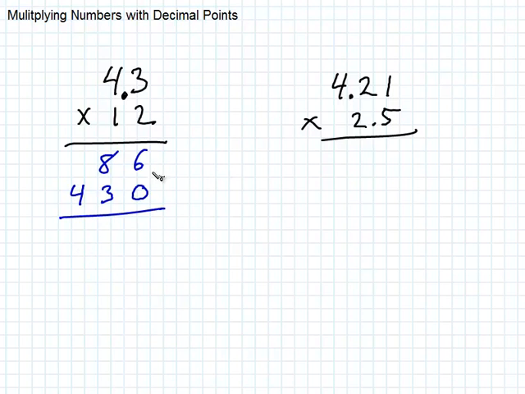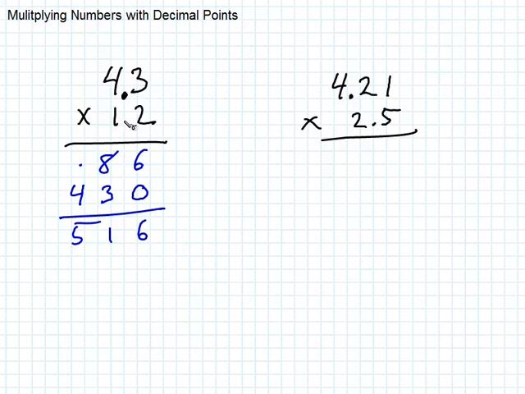Now, we add them up. Here's the 6. 8 and 3 is 11. Carry the 1. 4 and 1 is 5. 516. But 516 is the answer to a problem that's too big, because that's 12 times 43. I don't want 12 times 43. I want 12 times 4.3.